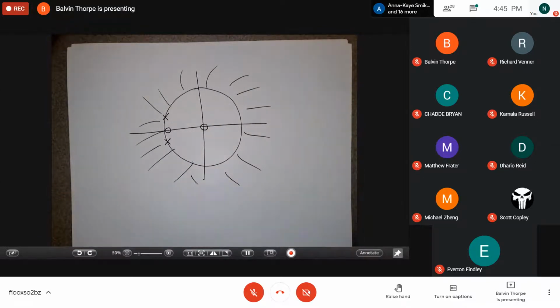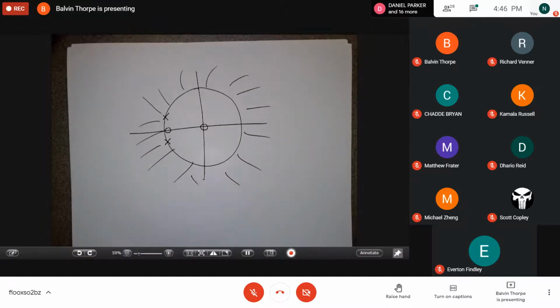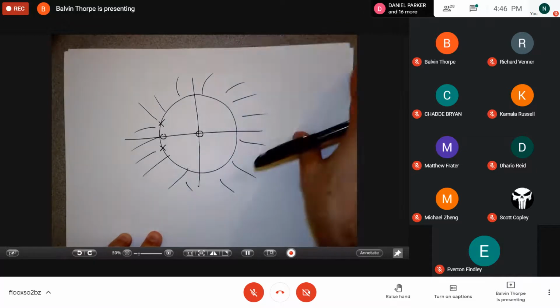Okay. So at this point, what we should notice is that the ROC always looks like it's somehow related to the poles. And so let me just make some statements about how the ROC and the poles are related. So, kind of rules about the ROC.